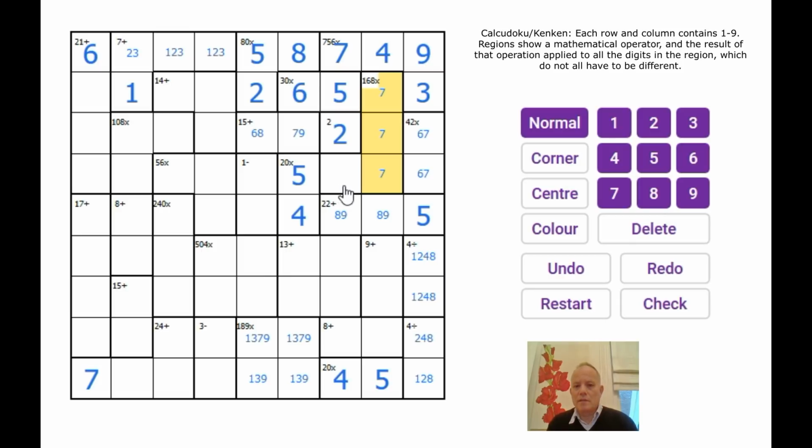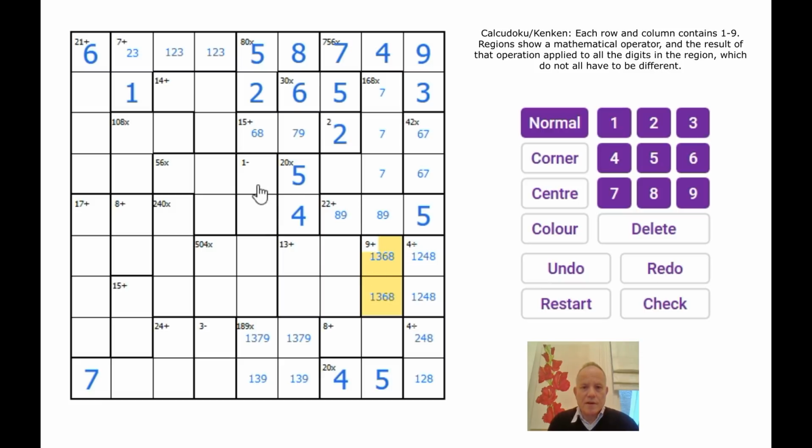8, 3, 1, 2, 3, 4. Is that 1, 4, 6? Do they all have a 4 in it? No, 1, 3, 8 is also possible. So I don't think we can fill in anything else there immediately. This 9 sum can't have a 7 in, or a 4 or 5. Could be 1, 8 or 3, 6 at the moment.